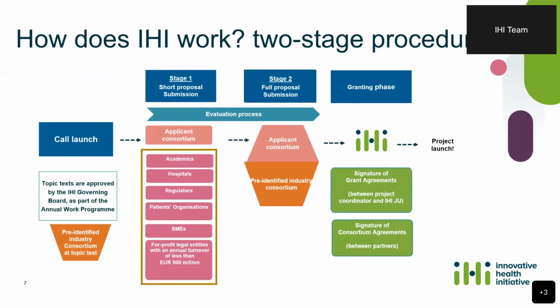To better understand this process, we introduce this slide, which is the schematic from the call launch until the project launch. The topics of the two-stage calls are mostly driven by the pre-identified industry consortium, meaning the industry side. Of course, during the topic drafting, our advisory bodies and the European Commission are consulted, and the final version of the topic text is approved by the IHI Governing Board, and it's part of the annual work program. These topics are published officially in the Funding and Tenders portal, but also on our website.